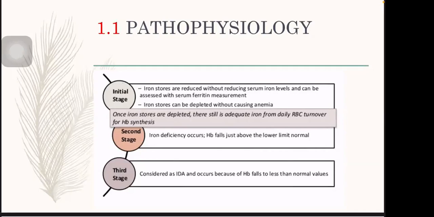But during the second stage, if there is a fall in the hemoglobin levels below the lower limit, it will cause the iron deficiency. So this is considered as iron deficiency anemia because the hemoglobin level falls less than the normal value. And this inadequacy has an impact on the hemoglobin, myoglobin, and also other iron compounds in the body.